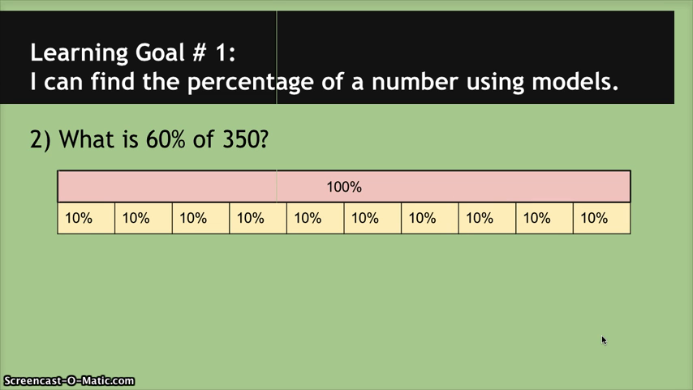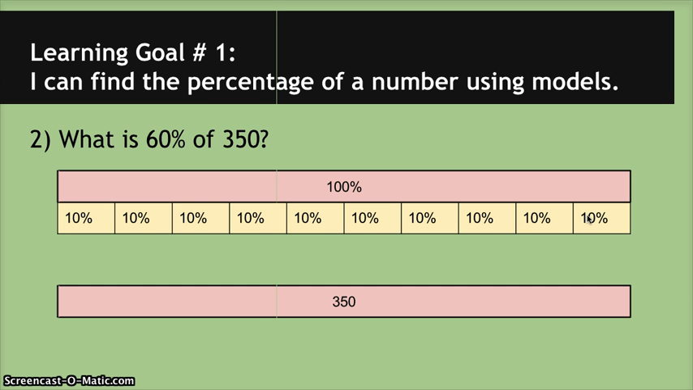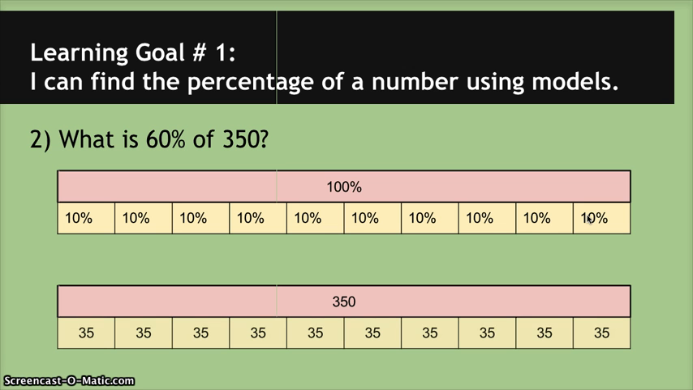Our next problem is, what is 60% of 350? Again, we'll use a bar model. We divide our number, which is 350, into 10 pieces, if you will. So we'll divide our number 350 by 10. And we get 35. We then take our number 350, divide that up by 10, so we have 35, 35, 35, 10 times.